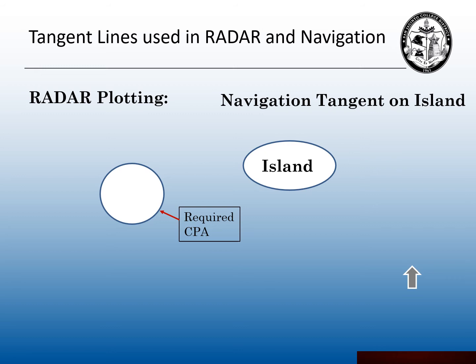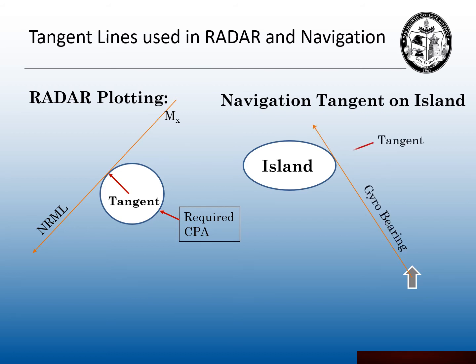In radar plotting, when we find our new relative motion line to find a new course or a new speed, we draw a new relative motion line from MX, or execution point, to the tangent of the new relative motion line. So at this point where that new relative motion line touches our required CPA, that would be a tangent. If you're plotting a radar bearing on a navigation chart and you take a gyro bearing on an island, that would also be a tangent bearing.